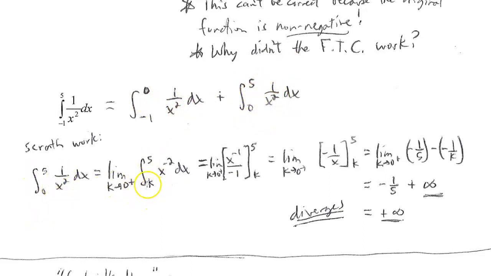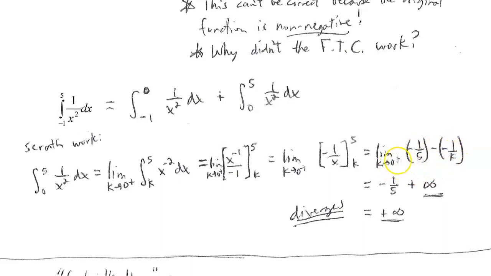Well, it's like integrating from k to 5 and taking the limit as k approaches 0 of 1 over x squared, which is x to the negative 2. Now, x to the negative 2, when you integrate, it's x to the negative 1 over negative 1, which is negative 1 over x. If we plug in the 5 and the k, notice what we get. We get negative 1/5 minus a negative 1 over k. So it's really negative 1/5 plus 1 over k.